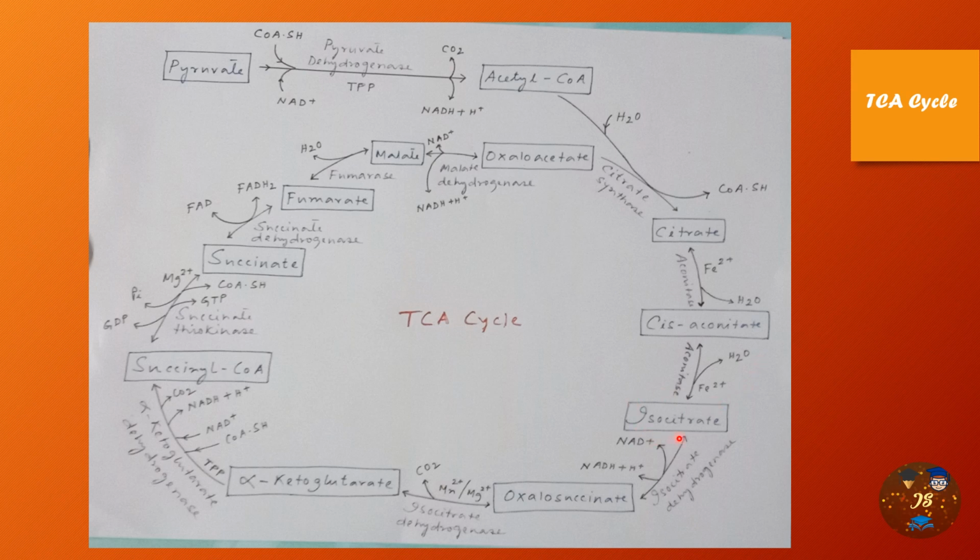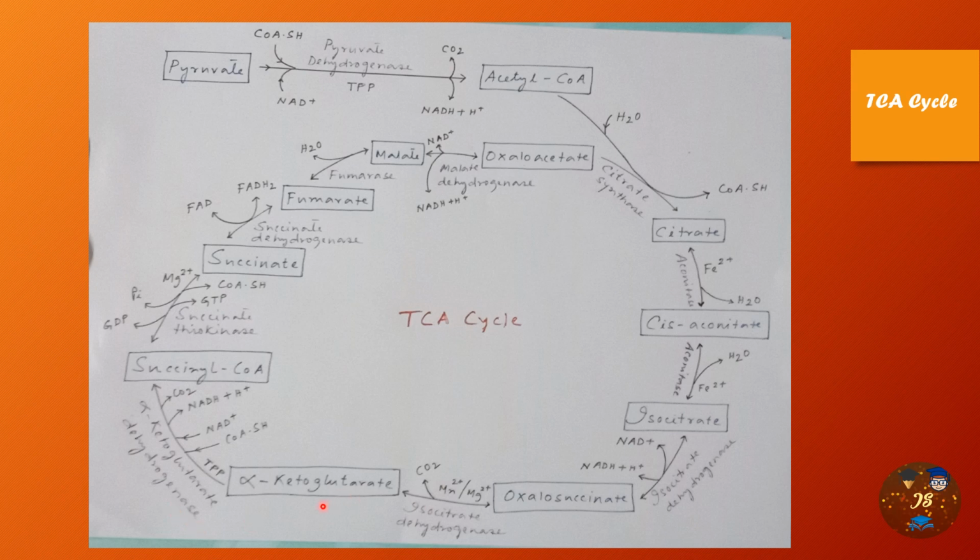Now this isocitrate, with the help of isocitrate dehydrogenase, is converted into oxalosuccinate. This oxalosuccinate, with the same enzyme, isocitrate dehydrogenase, converts into alpha ketoglutarate. Carbon dioxide is released. This happens in the presence of manganese, magnesium, either or both.